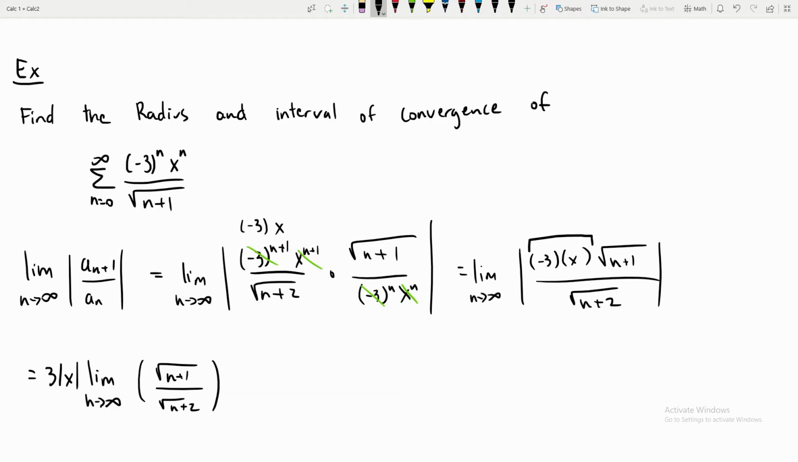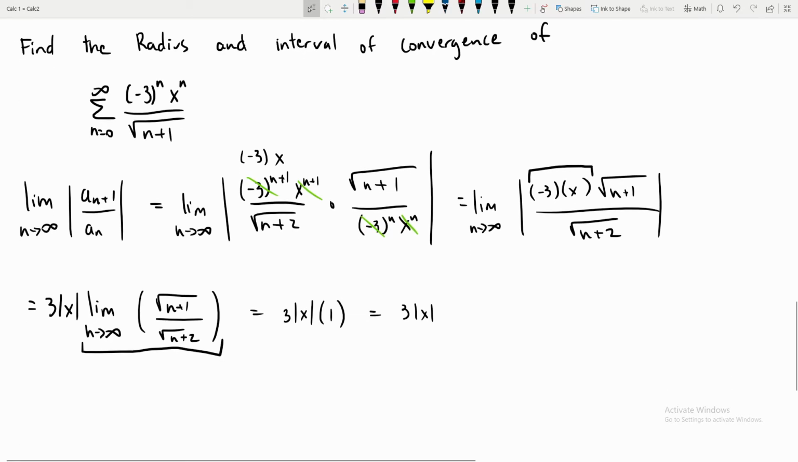And again, if you're not proficient with limits yet, I suggest you go back and review them, but this is going to equal 1. So we're going to get 3 times the absolute value of x times 1, and this is just going to equal 3 times the absolute value of x. Now we have gotten down to this point, and we've basically found out what this limit equals. And again, if you remember from the ratio test, the only time that the series is absolutely convergent is if this is less than 1.